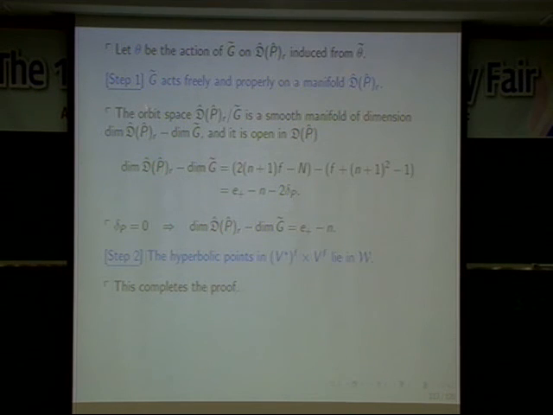And then, the obvious step one is that G tilde acts freely and properly on P hat. If we prove this step one, then the orbit space is a smooth manifold of dimension in this way. If we compute, then we can get what I want. And the final step is that the hyperbolic point lies in W. Then we solve the problem.